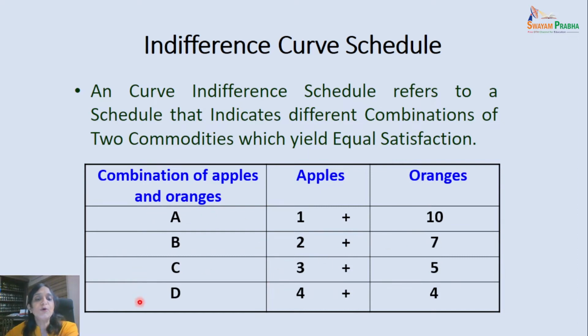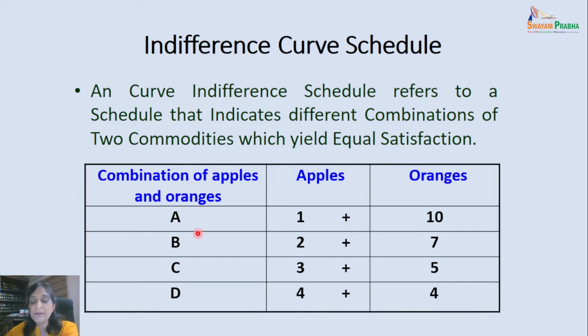All these four combinations A, B, C, D give different combinations of apples and oranges. Even though all four of them have different quantities of apples and different quantities of oranges, they are giving the same satisfaction. They are yielding equal satisfaction to the consumer. This particular table will be called an indifference schedule.